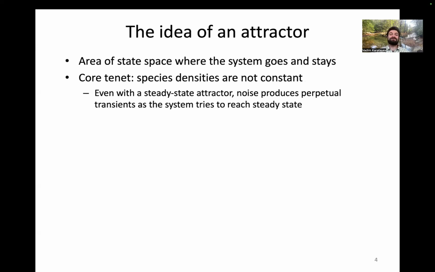Okay. The core tenet of why we assume that most ecosystems have an attractor is that species densities are not constant. Even if your attractor is deterministically a steady state, a constant carrying capacity for instance, as long as we have noise, demographic and environmental stochasticity, it's going to keep pushing us away from the attractor, and the system is always going to be trying to come back, and maybe it'll come back for a bit, and then it'll get pushed away.